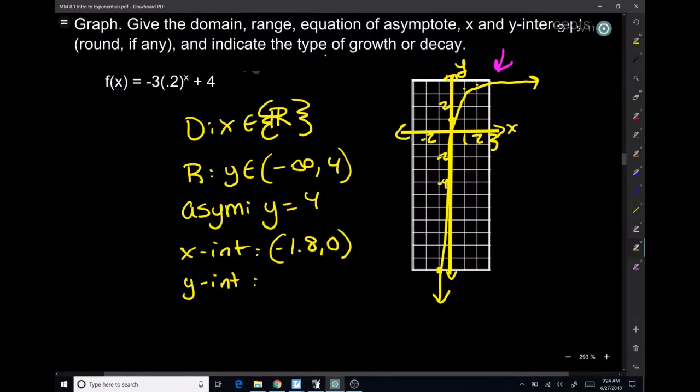The y-intercept we actually found precisely. You plug in a 0 for x, you get out 1. It's a point: 0, comma, 1.